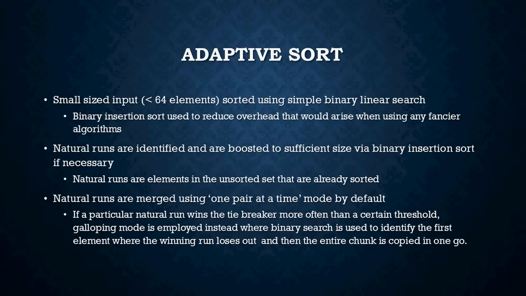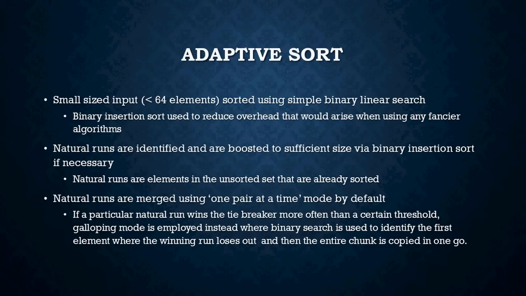Natural runs in the data are also identified, as in many real-world data sets they tend to be partially sorted. The natural runs are identified, and if they are of insufficient size, they are boosted to sufficient size via binary insertion sort. And natural runs are basically portions of the unsorted set that are actually already sorted.